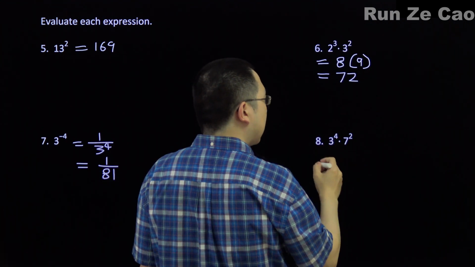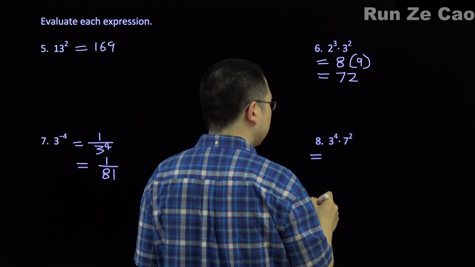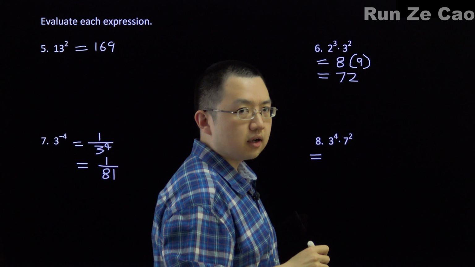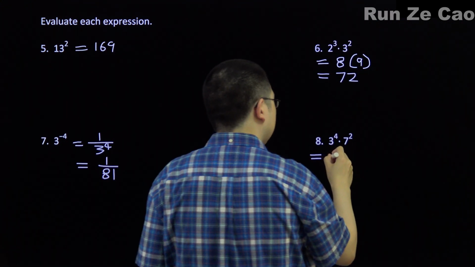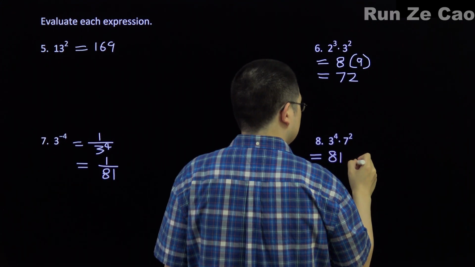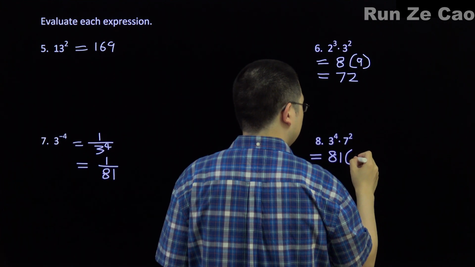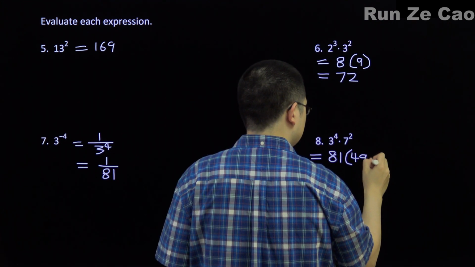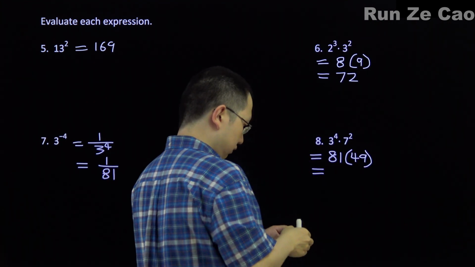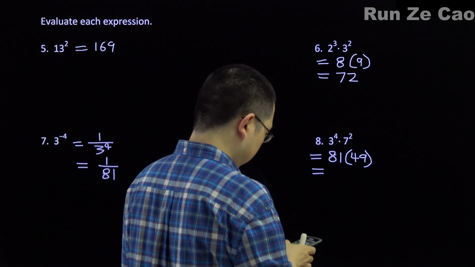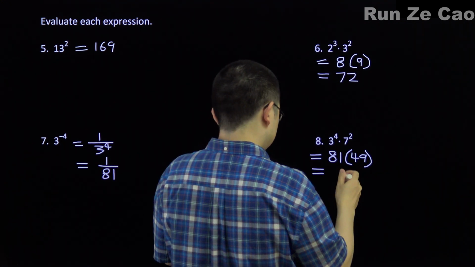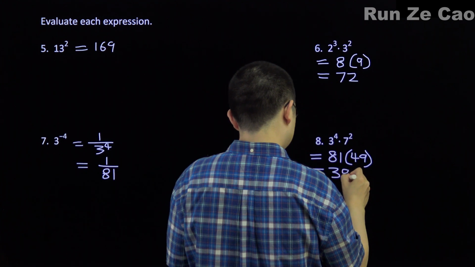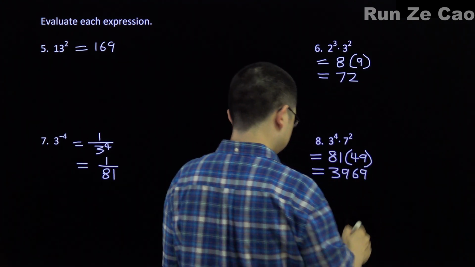3 to the fourth times 7 squared. Well, 3 to the fourth is also 9 squared, so that's 81 times 7 squared, which is 49. So 49 times 81 is 3969.